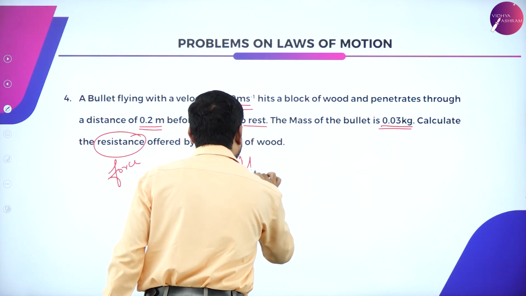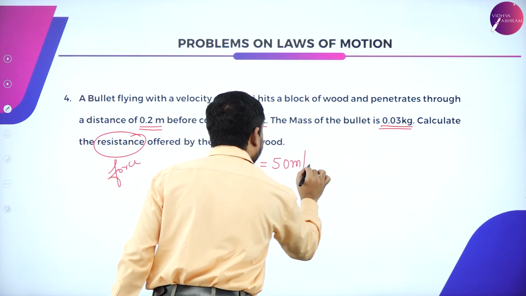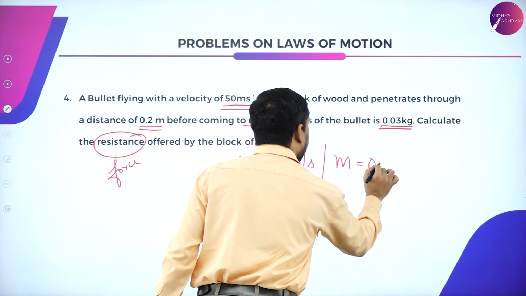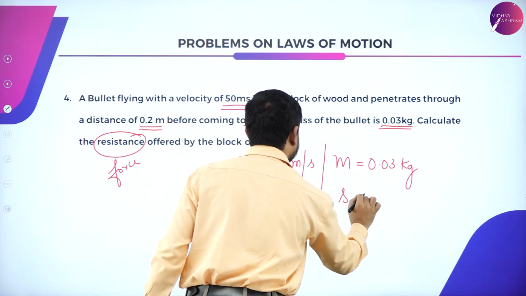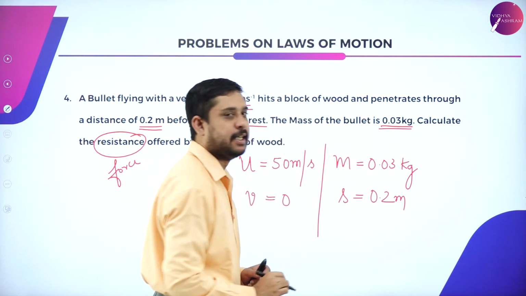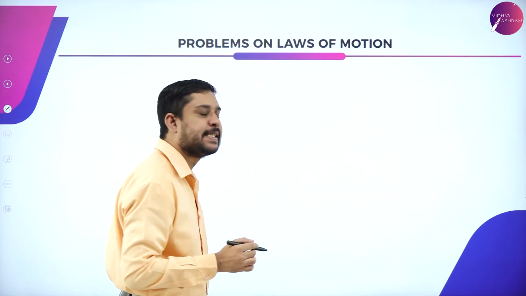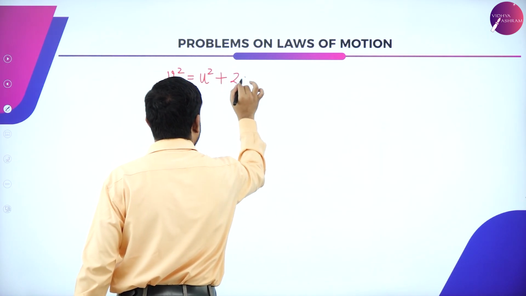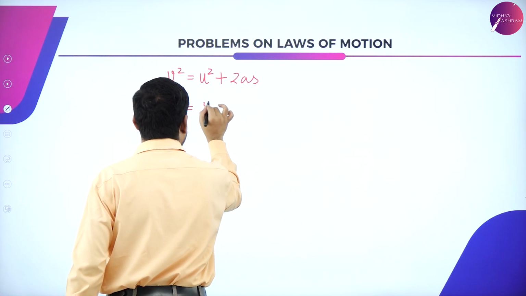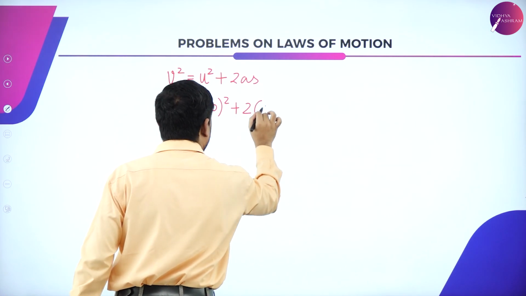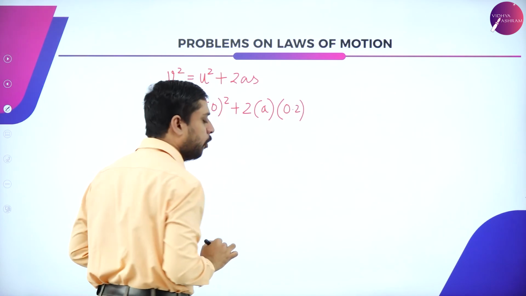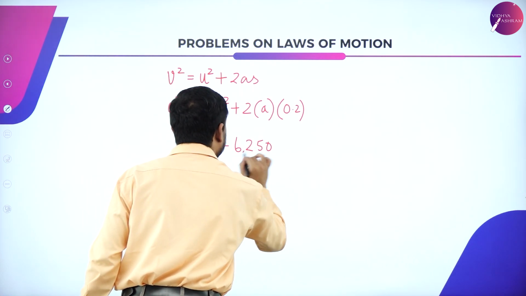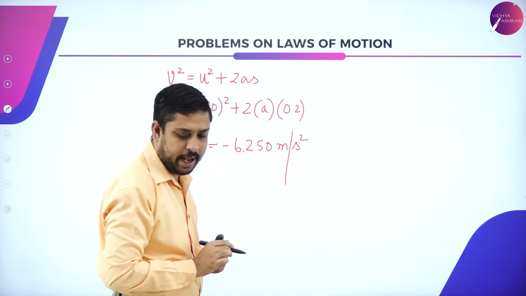So here, initial velocity is 50 meter per second. Again, final velocity is 0. Mass 0.03 kg. And the thickness or distance 0.2 meter. Now, as we did in the previous case, first we calculate the retardation. So V square is U square plus 2AS. 0 square is 50 square plus 2 into A, S is 0.2. So on simplification, here acceleration is minus 6,250 meter per second square.